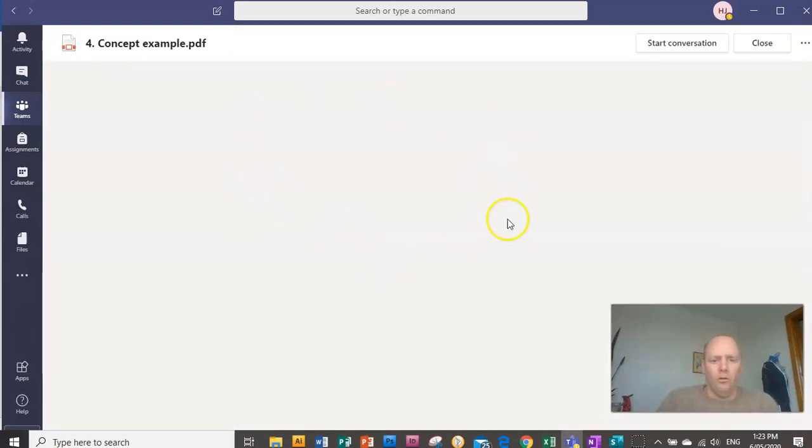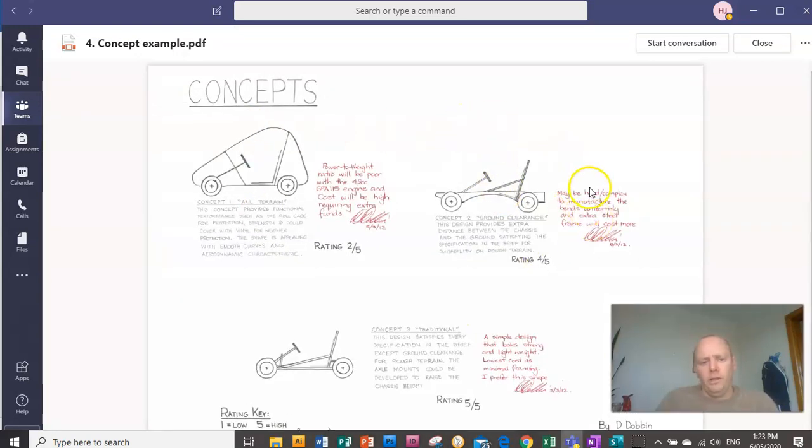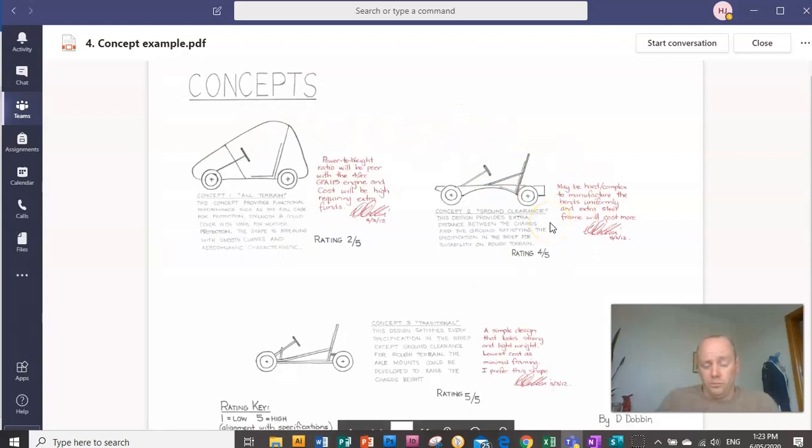This is courtesy of Dave Dobbin. He's a teacher up in Bay of Plenty. So these are some concept ideas for go-kart. So you see he's come up with 3 different ideas. Each one's quite different. And he's done a similar thing to what we talked about before, like a pin analysis, what he thinks is good about the design, what he thinks is negative. He's got feedback from his stakeholder for each idea, and he's given each one a rating as well. So that's how you can approach the go-kart concept design.